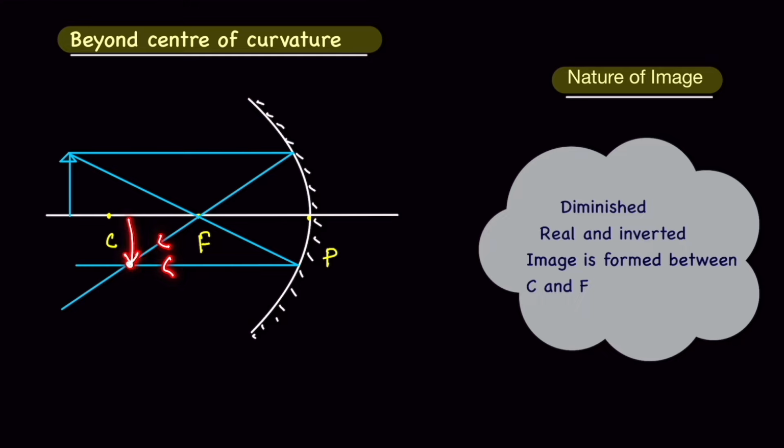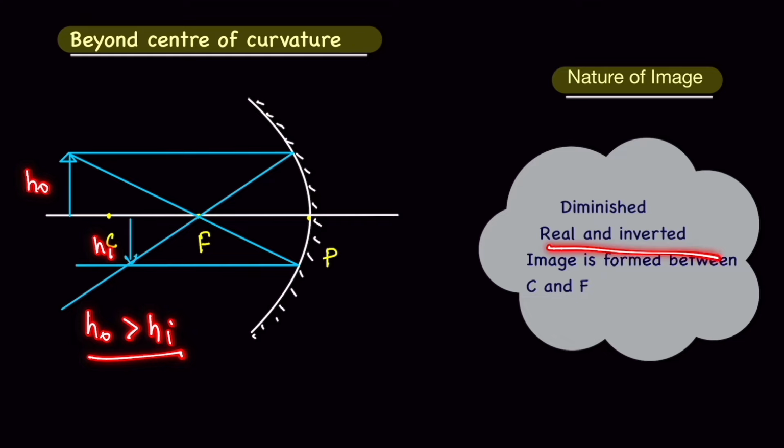So the nature is diminished. Diminished means if we compare the height of object and height of image, the height of object is greater than the height of image. So it is considered as diminished. And it is real and inverted because it is on the same side as the object. Image is formed between center of curvature and the focus.